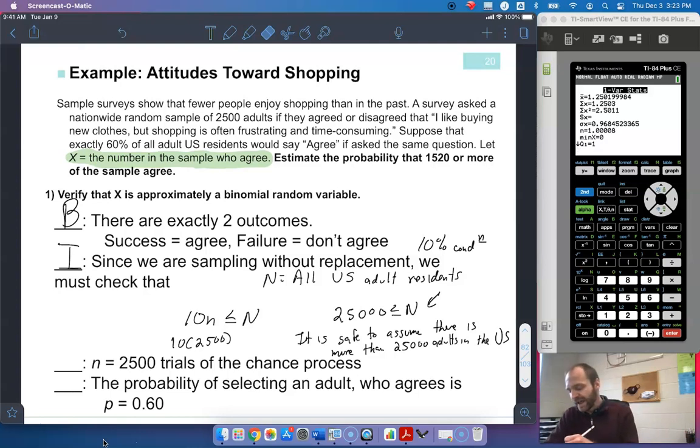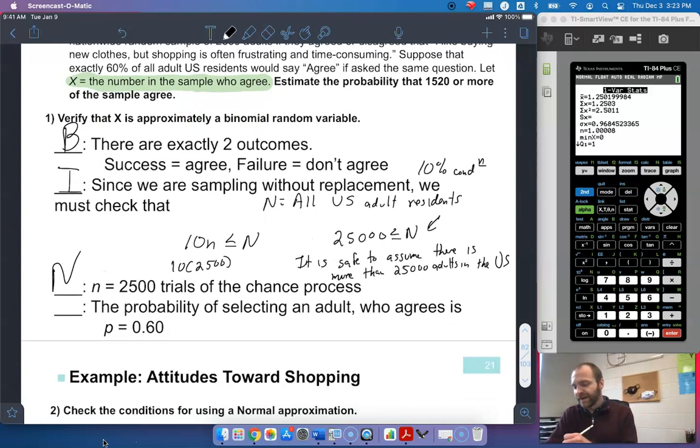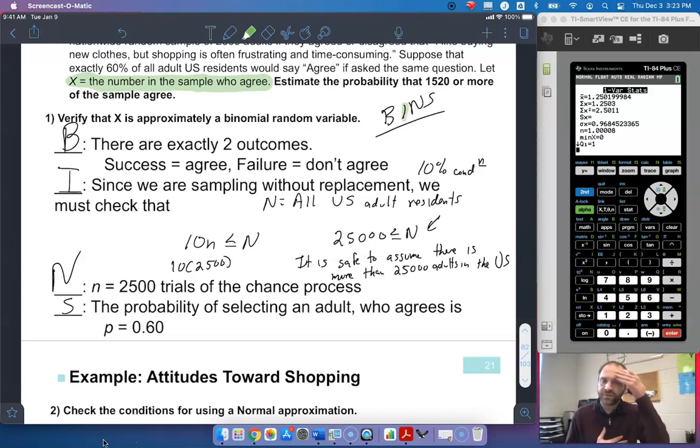So I have n. Is my sample, so is there a fixed number of samples? Yes, there are. There's 2,500 trials. So there's a fixed n. And then finally, is there a fixed probability of success? Yes, we were told 60%. So good news is, verify that I can do a binomial random variable, check the bins, and I did. It was a little nerve-wracking there for that independent. I was a little cautious because it's not independent because I'm sampling without replacement, but the 10% condition saved us.